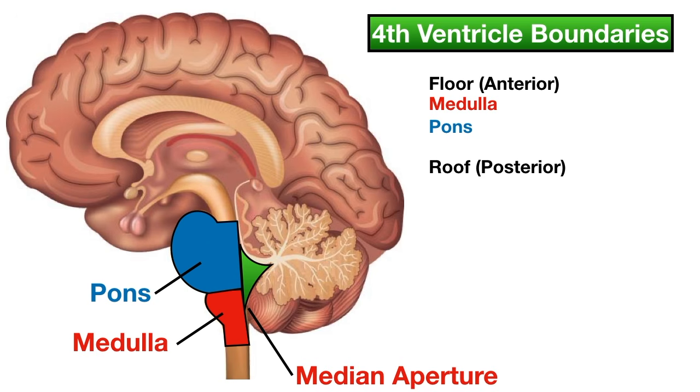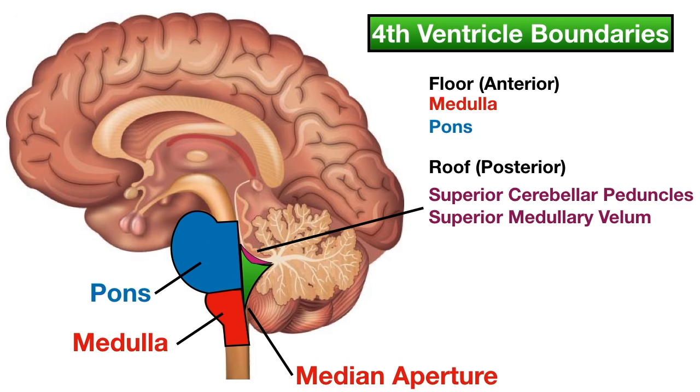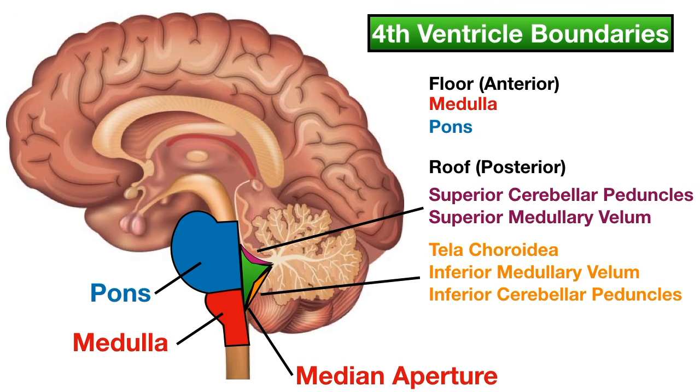The superior part of the roof is formed by the superior cerebellar peduncles, along with a thin layer of tissue between these peduncles, known as the superior medullary vellum. The inferior part of the roof is formed by the inferior medullary vellum, along with the tela choroidea. The tela choroidea gives rise to the choroid plexus, which produces the CSF. We're going to talk about that shortly. This membrane extends laterally and joins with the inferior cerebellar peduncles. And then the median aperture, also known as the foramen of Magendie, is located at the bottom part of the inferior roof, and it opens up into the subarachnoid space.